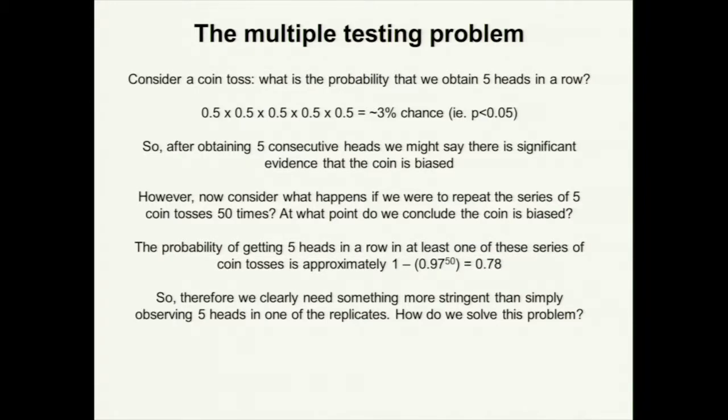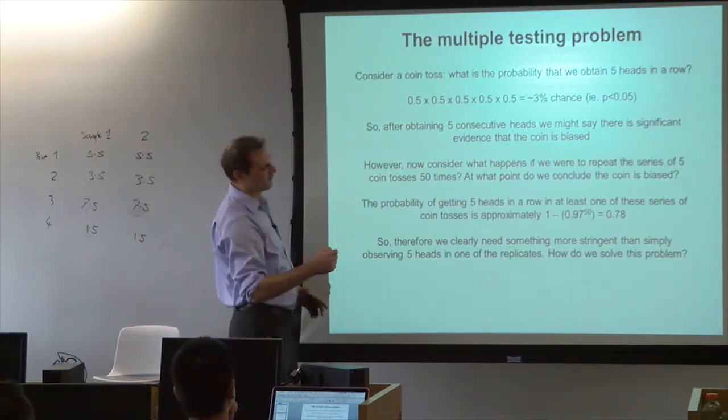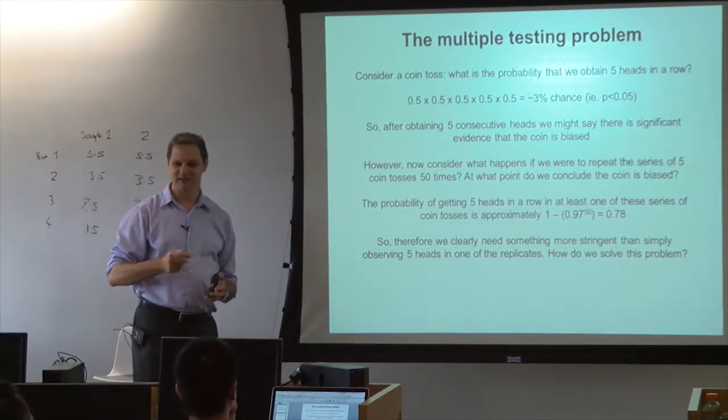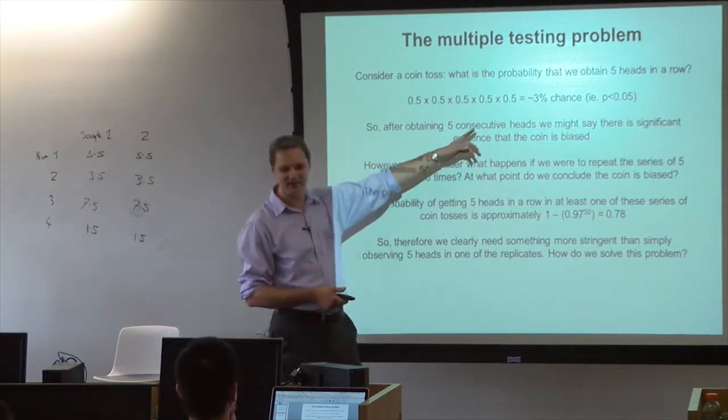Now imagine we didn't just take that coin and flip it 5 times, but we took that coin, flipped it 5 times, and then repeated that 49 more times. So we had 50 independent tests where each time we did 5 flips of the coin, and the question now remains the same. Do we think that coin is biased? Now suddenly the problem's shifted. It's got more complicated. Because the probability, as I just showed you, of getting 5 heads in a row on a single series of 5 flips is about 3%.